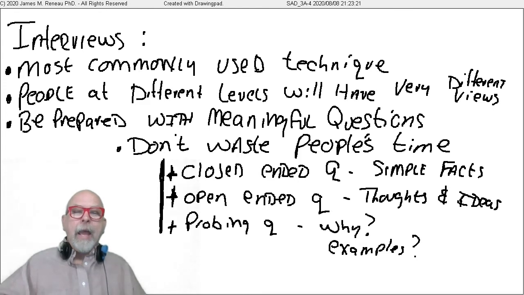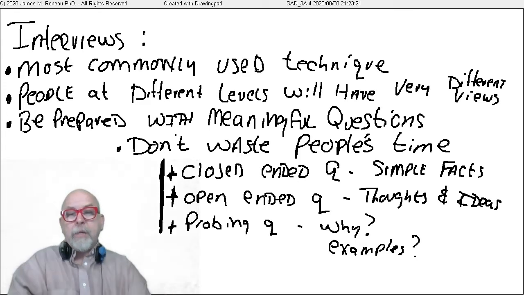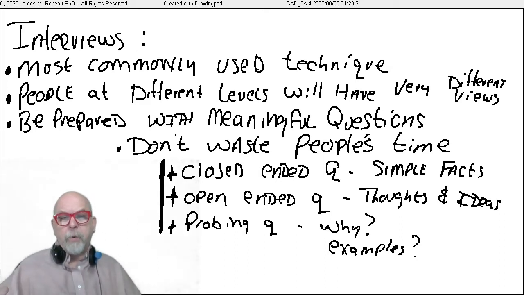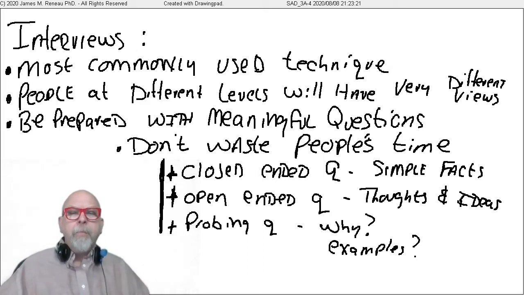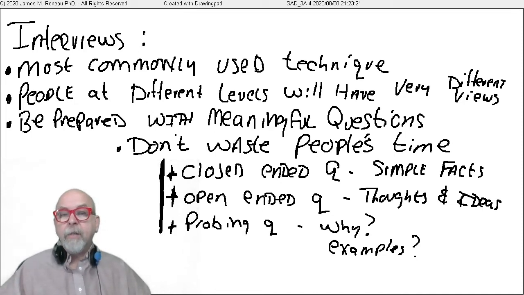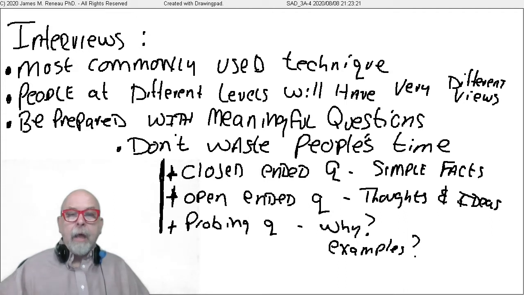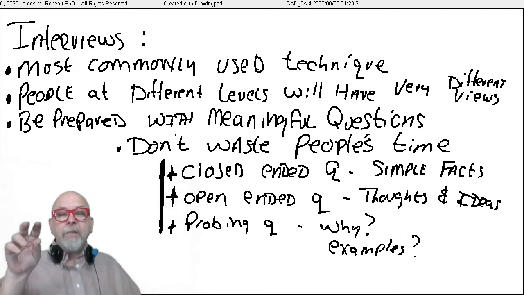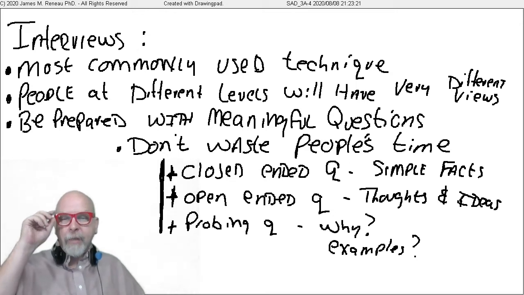And really, there are three kinds of questions you're going to use in the interview process. And you've talked about these in other courses, I hope, by this point. But the closed-ended questions are asking for simple facts. How many transactions per month will we do with this system? Boom, there's a number. All you get is a number. Then you've got open-ended questions, where you're trying to ask the user for thoughts and ideas.